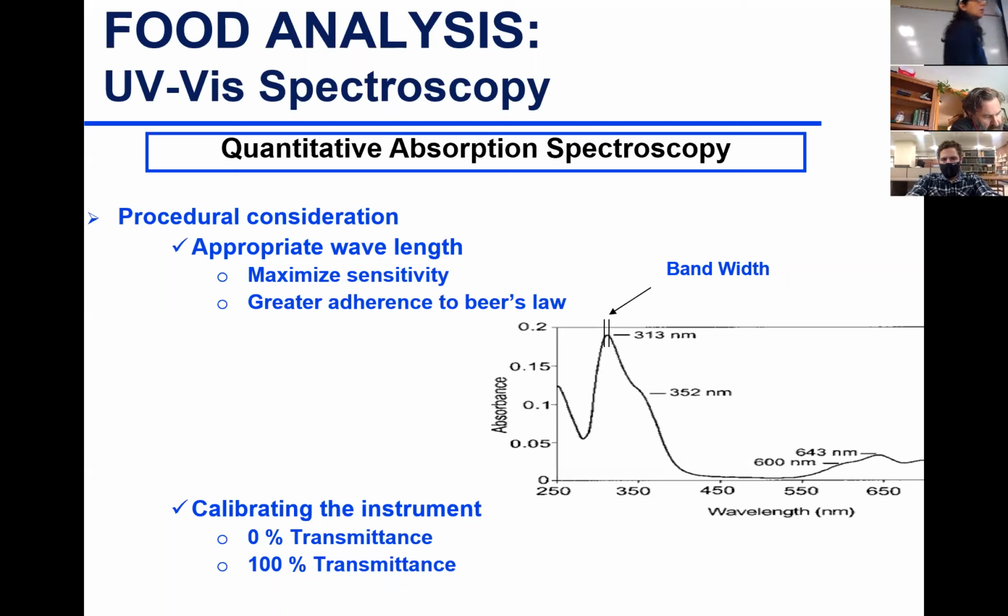Calibrating the instrument, oftentimes you want to make sure that the instrument recognizes zero transmittance. That means you block the light source and you calibrate saying no light is being transmitted at the moment, so zero transmittance. And then you unblock your light source and you have nothing in the cuvette, in the sample holder, and all the light that goes in reaches the detector, so that's 100% transmittance.